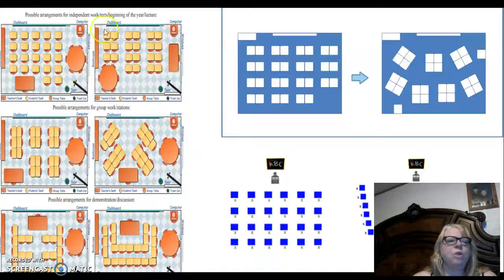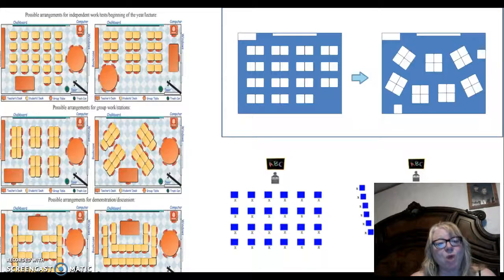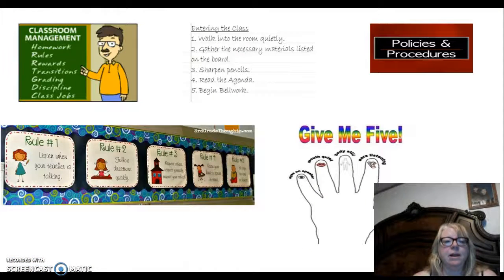Over here is a whole bunch of different ways, like if you need to put a desk in the classroom. And it depends on what size your classroom is, to be truthful, because some classrooms could be really nice and big. Some of them are really small. So you have to deal with what you got.